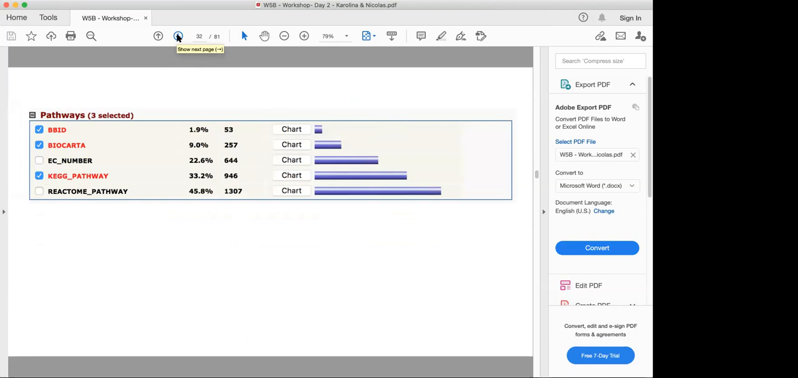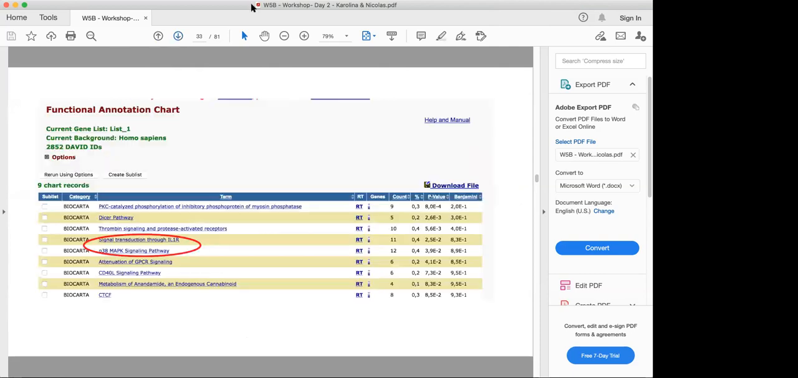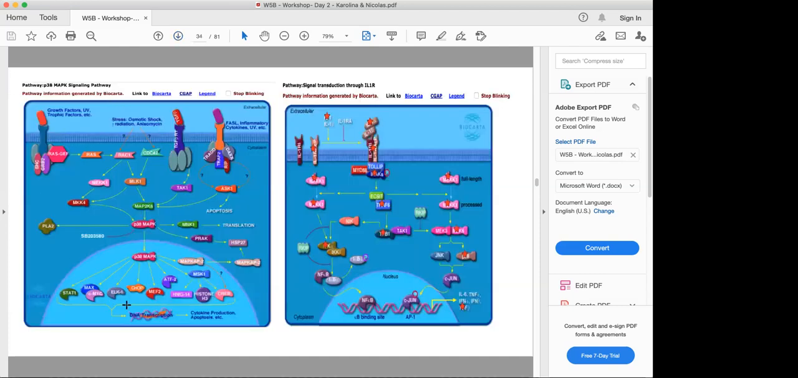Yes, if you study pain, what could be associated. It gives you pathways by BBID, Biocarta, and KEGG pathway. The most important, well-known, would be the KEGG pathway. So you see here in the Biocarta, we received two terms, signal transduction through IL1R and P38 MAP signaling pathway. And in the Biocarta, they will allow you to get those nice visualizations of those processes.